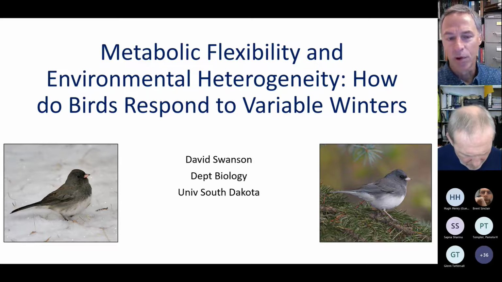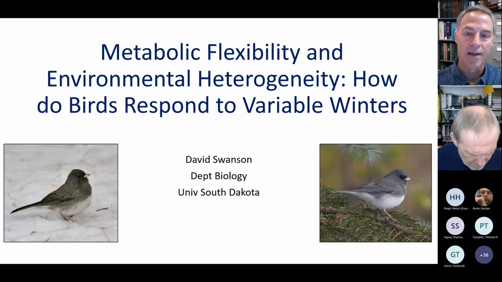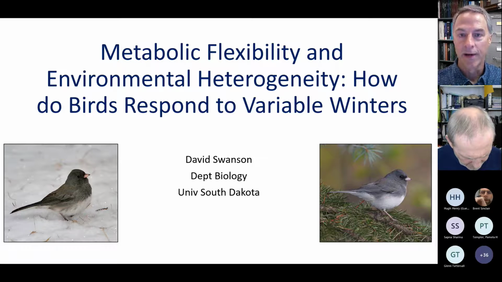And we focus on small birds, less than about 50 grams of body mass, because they have relatively high surface area to volume ratios. And as a consequence of that, they have high rates of heat loss and have to respond to that with greater flexibility in metabolic rates.